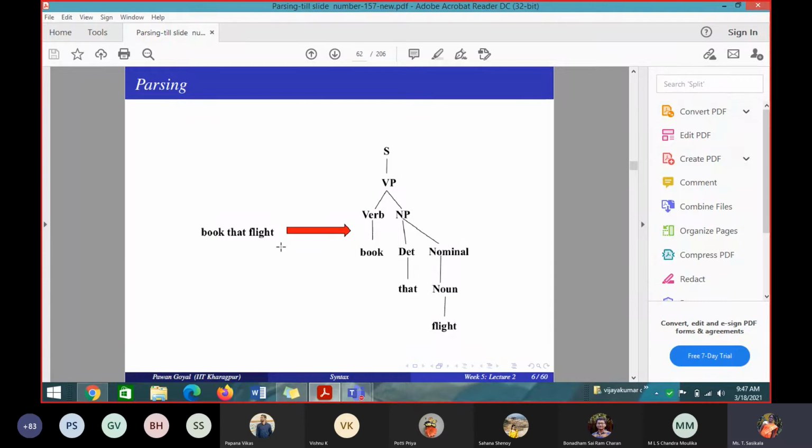Third, I am starting with S gives VP. Like that, you have to go for all combinations. Okay. So this is the final tree you will be arriving for the given grammar, for the given sentence, book that flight. Okay. Can we see how the top-down parsing works?